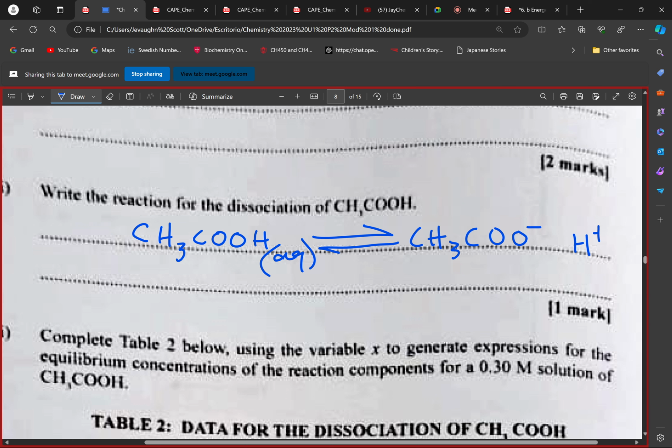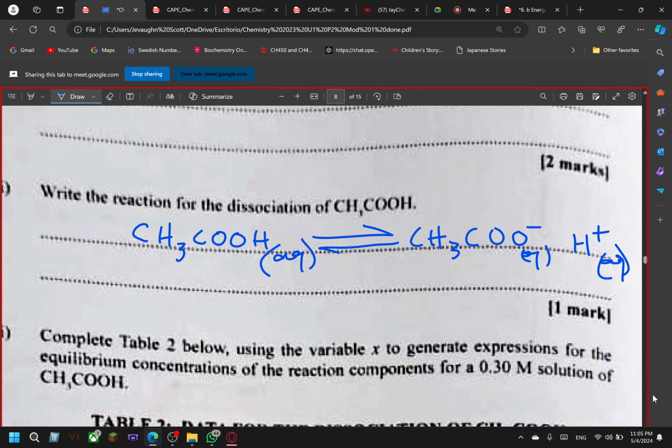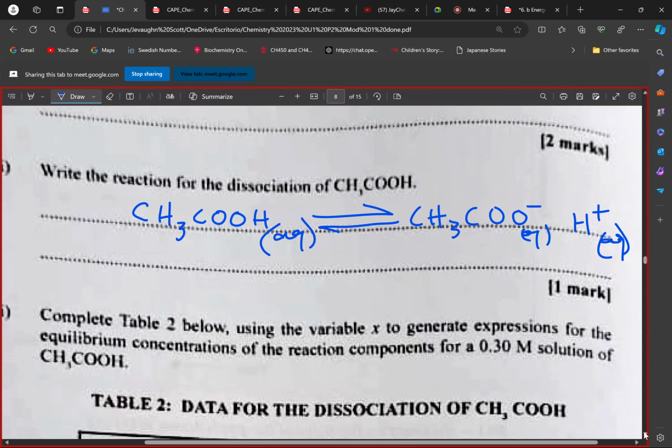So that's what we'll have here, and we're going to have equals. Alright, 1 mark. 3 marks? No, 3 marks.